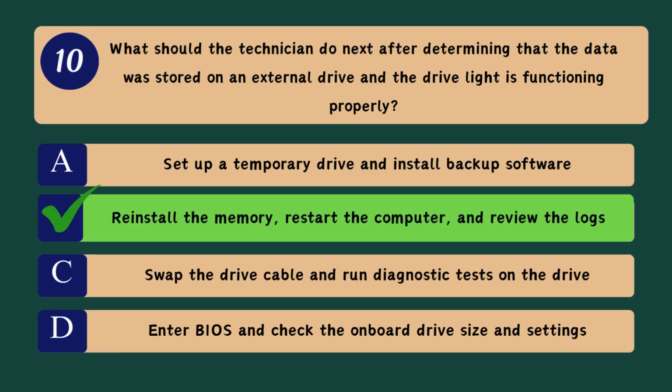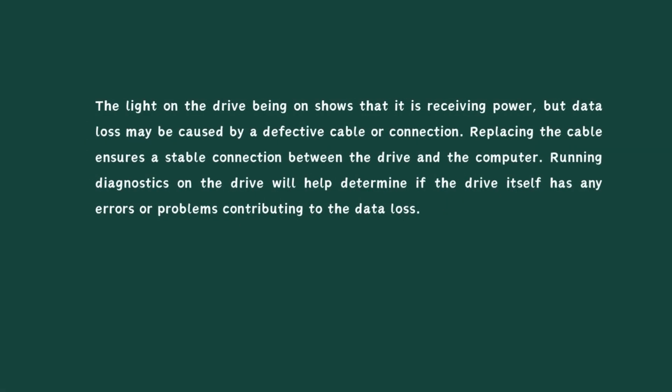Correct answer B. Reinstall the memory, restart the computer, and review the logs. The light on the drive being on shows that it is receiving power, but data loss may be caused by a defective cable or connection. Replacing the cable ensures a stable connection between the drive and the computer. Running diagnostics on the drive will help determine if the drive itself has any errors or problems contributing to the data loss.